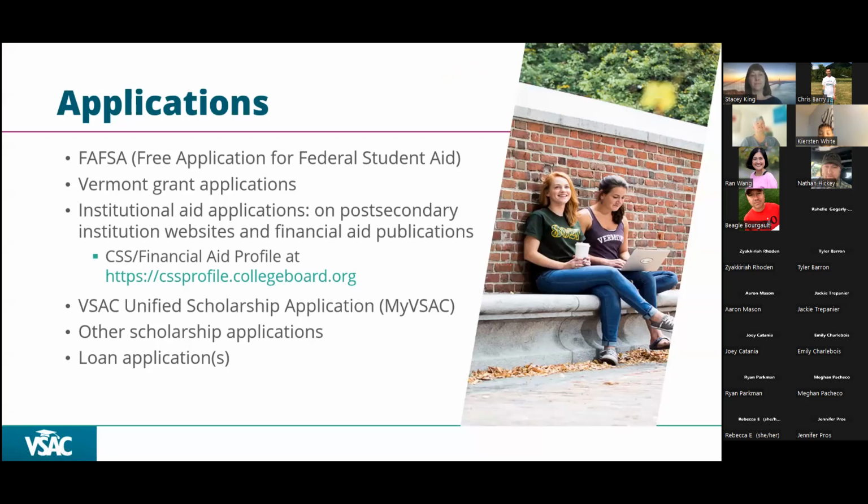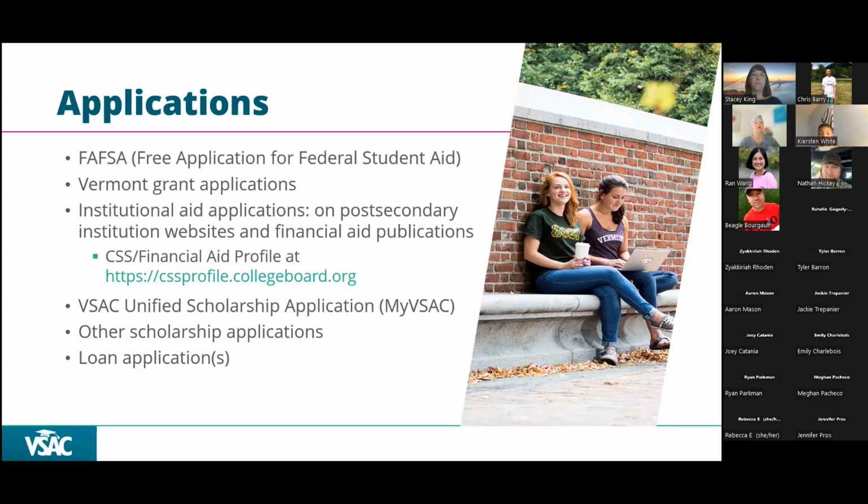So those applications, the FAFSA is the big one, right? The Free Application for Federal Student Aid is the application that most students will fill out in order to be eligible for financial aid. Additionally, students will probably fill out Vermont grant applications. That is an application for state-based aid. There may be institutional aid applications that students will need to fill out, and it's going to be very important for students to know if they need to fill out, for instance, a CSS Profile, which is a specialized form for private schools, and also if the colleges are expecting any additional forms to be filled out by students.